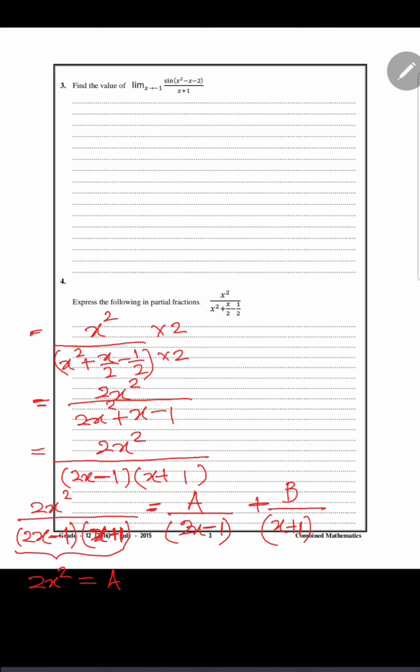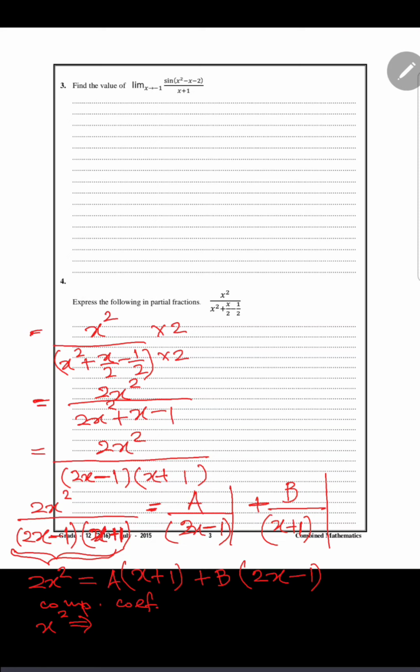Then when we multiply these two in this fraction part, 2x minus 1 gets cancelled. The remaining factor is x plus 1. When we do the same thing for this fraction, x plus 1 gets cancelled. 2x minus 1 is remaining. Now compare coefficients. Comparing coefficients, take the x square terms. We won't get x square terms in the LHS.